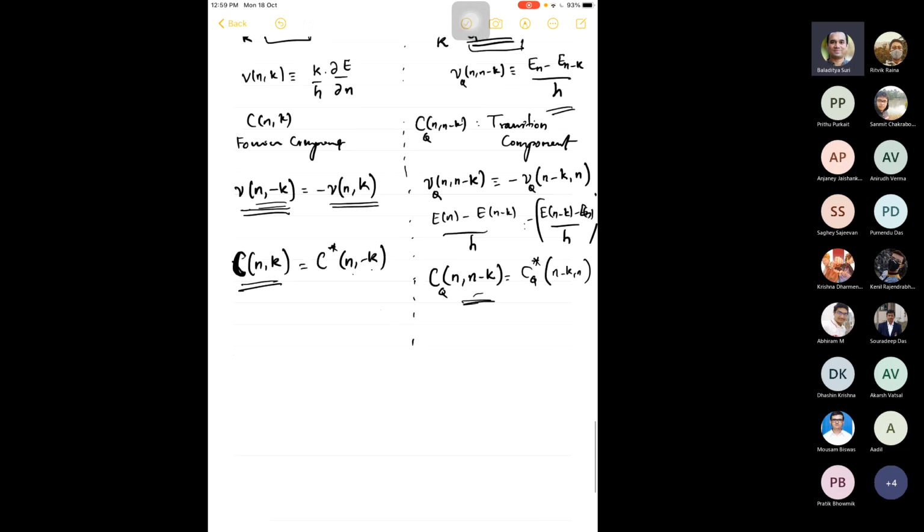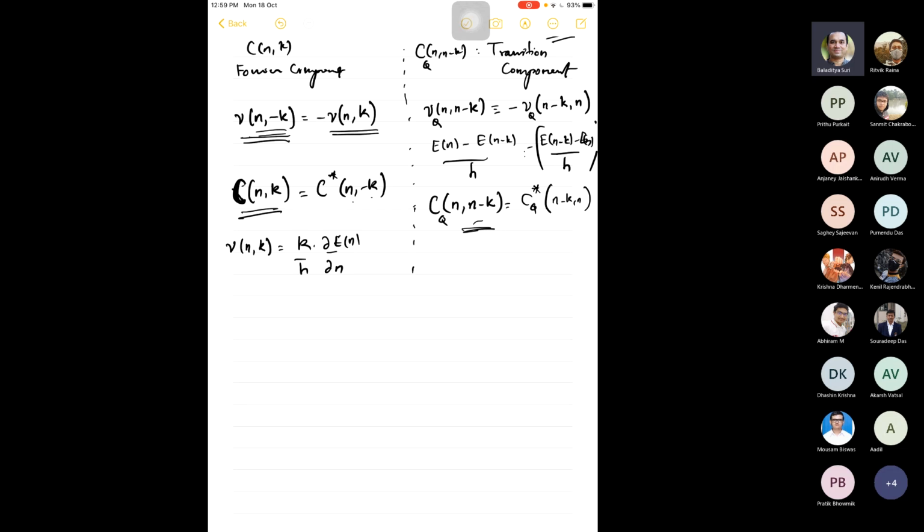Now, this is all about frequencies and Fourier components. Now Heisenberg used his creativity and said, frequency classically is k by h delta E by delta n, right? And we already wrote the quantum expression.